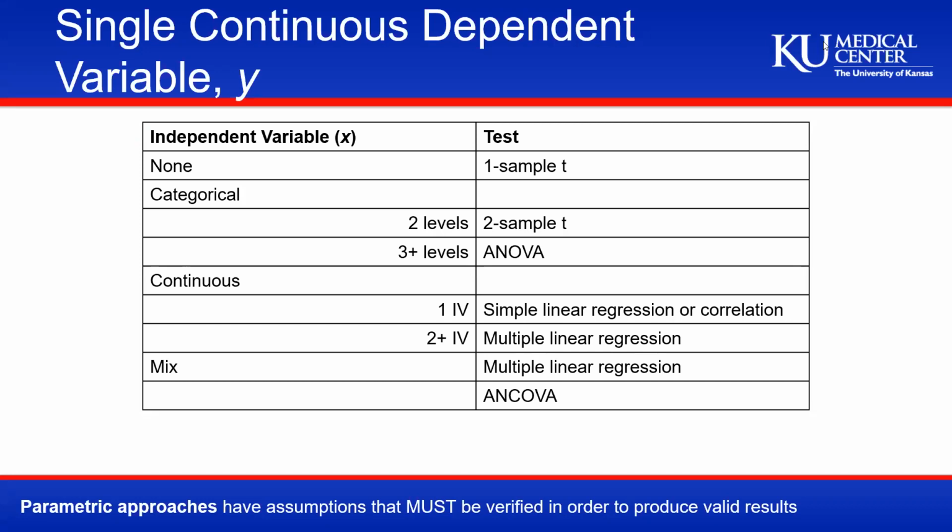If you have a mixture of continuous and categorical predictors, continuous and categorical independent variables, and you want to build a model, you can still do multiple linear regression. You could also, depending on your research question, do something called analysis of covariance, which is a really specific kind of method. It's just a linear regression model that allows us to compare groups while adjusting for continuous confounders.